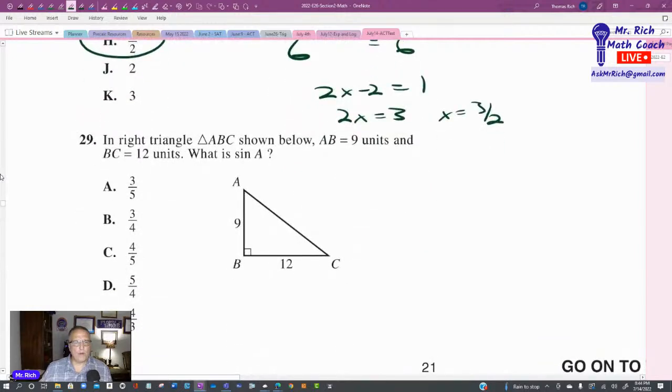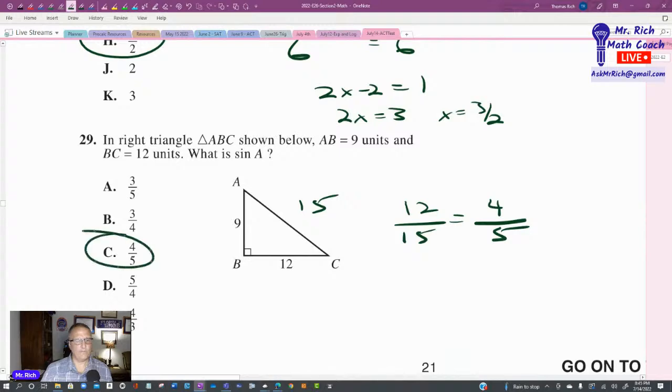29. In right triangle ABC shown below, AB is 9, BC is 12. What's sine of A? If I divide these by 3, I get a 3 and a 4, which would make that a 5, but I would have to multiply that by 3. So this has to be a 15 over here. So sine of A is opposite over hypotenuse. This has to be an answer of 12 over 15. Divide by 3, 4 over 5. Yeah. So that makes perfect sense. 4 over 5.